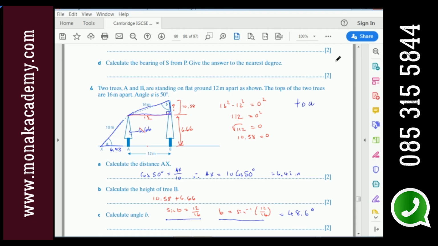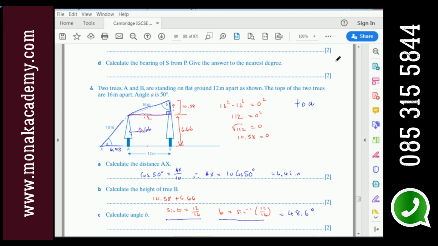For cos, I expect to see 10.58 divided by 16. It's giving you 48 as well. Alright? Now, are we getting a correct answer now? Excellent.